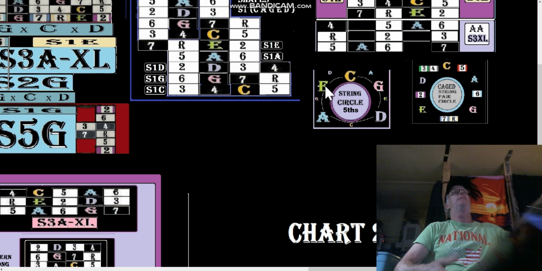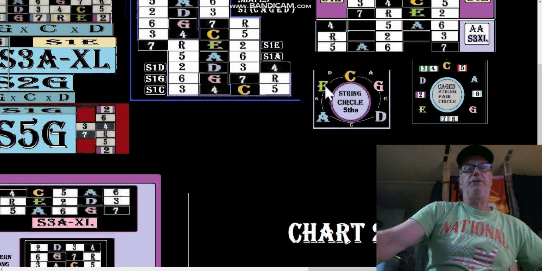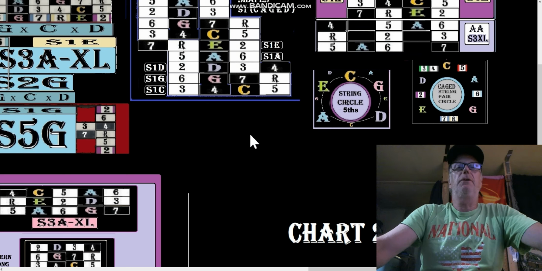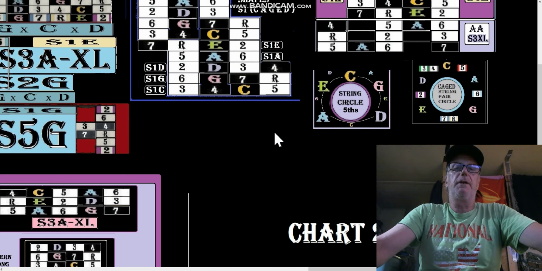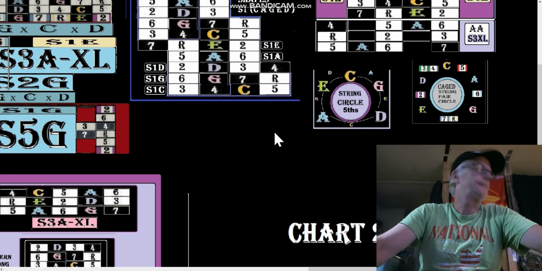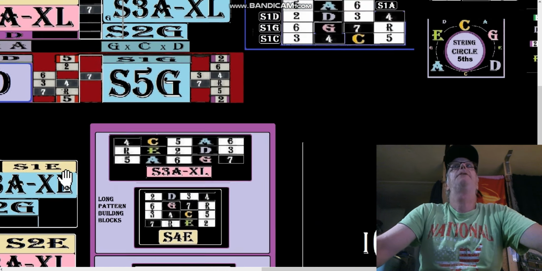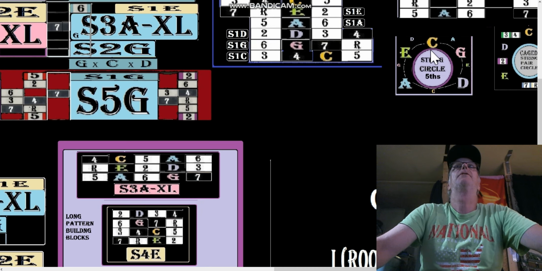I messed that up. But you can see how as you're going up, you're going up in fourths, in fifths rather, right? In fourths actually, when you're moving the shape up. So let's remember that it's not fifths, it's fourths.